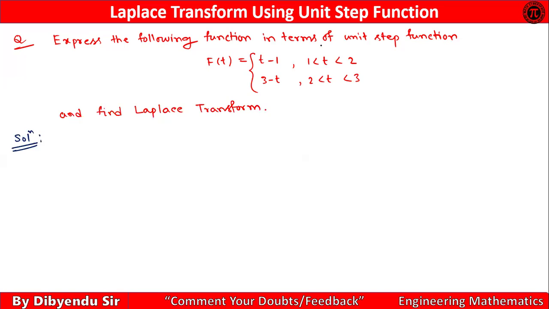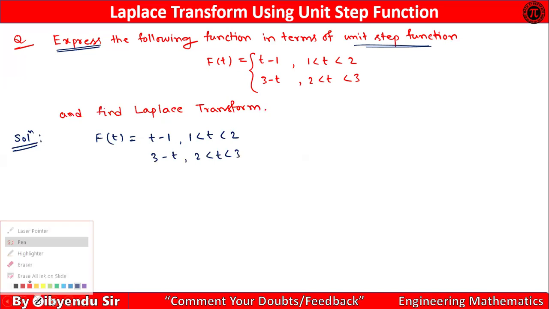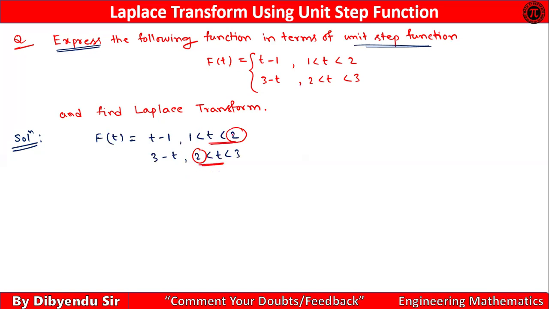Solution: first you have to express the function in terms of unit step function. So you can write the function f of t equals t minus 1 when 1 less than t less than 2, and 3 minus t when 2 less than t less than 3. Here you can see the common point is this point 2. Here you have the less than sign, and here you have the greater than sign, t less than 2 and t greater than 2. So obviously I have told you that the less than sign will indicate the first function. So t minus 1 is your first function.